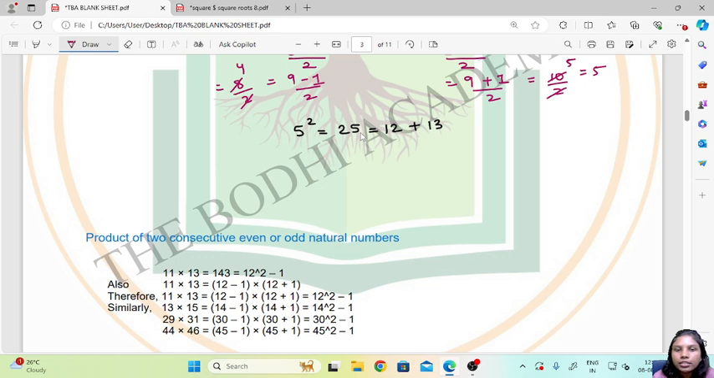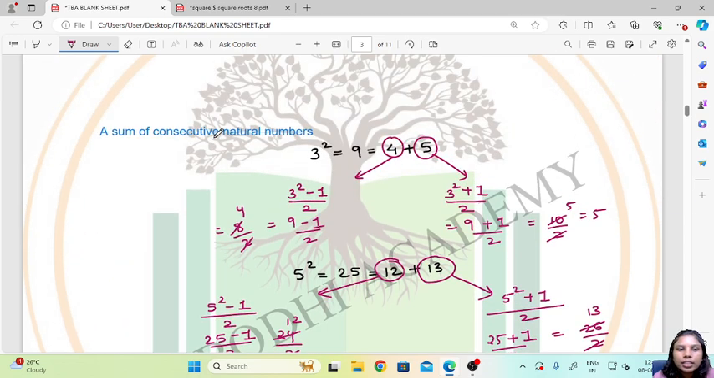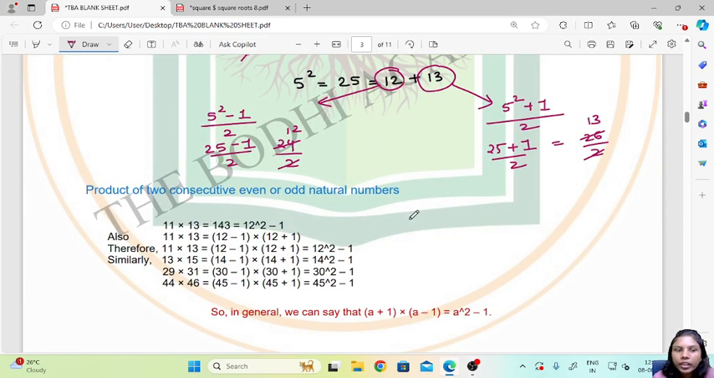Say I have 5 square, that is 25, equals 12 plus 13. Now this 12 plus 13, say now I have to get 12. So first I take this 5 square and I subtract 1 from it and then divide it by 2. In this case I'll get 25 minus 1 upon 2, that is 24 upon 2, which is 12. So I get 12. Next I have 13. So this I can find out how? 5 square plus 1 upon 2. So that is 25 plus 1 upon 2 equals 26 upon 2, that is 13. So that is how I can find the sum of consecutive natural numbers which are perfect squares.